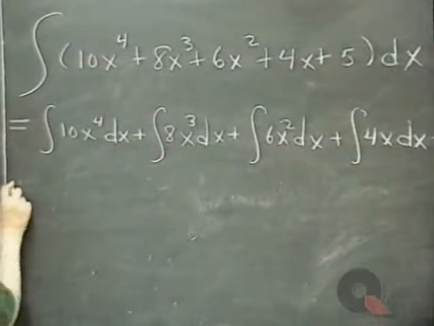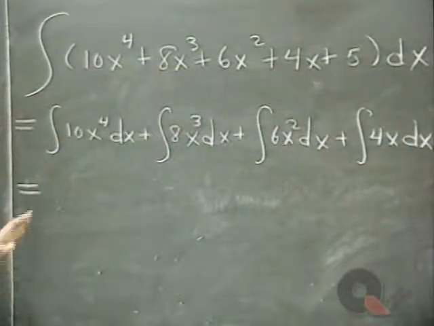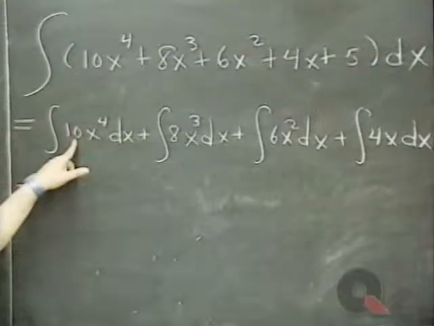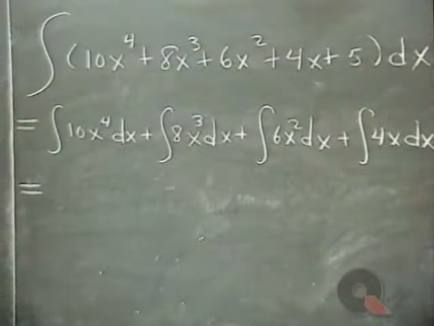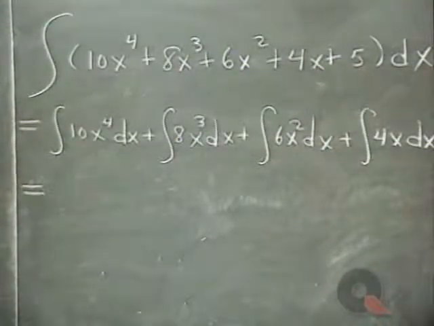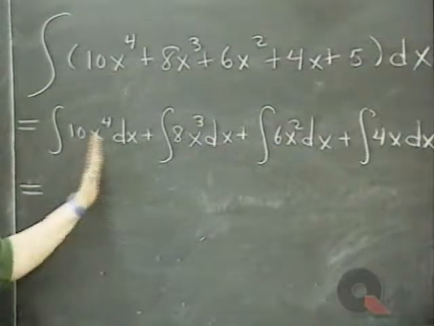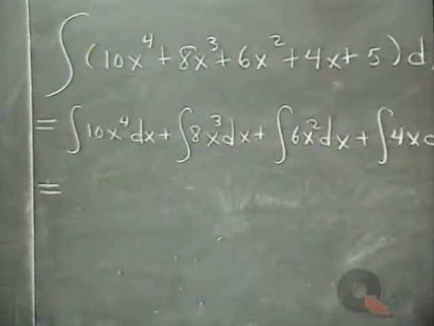Now, the next thing that we're going to do is, in each case, instead of worrying about the constant, I'm able to pull the constant out in front of the antiderivative symbol. Constants, and only constants, can go back and forth through the antiderivative symbol.